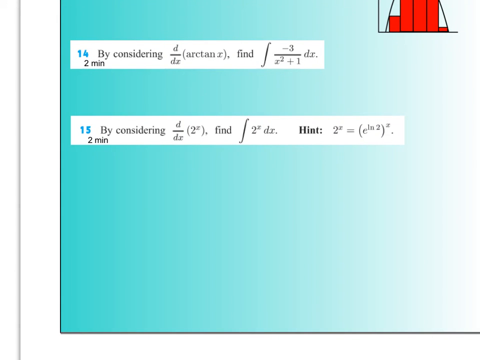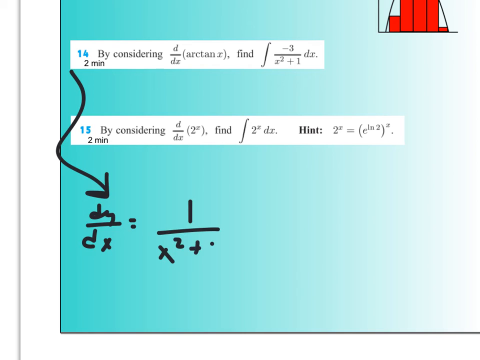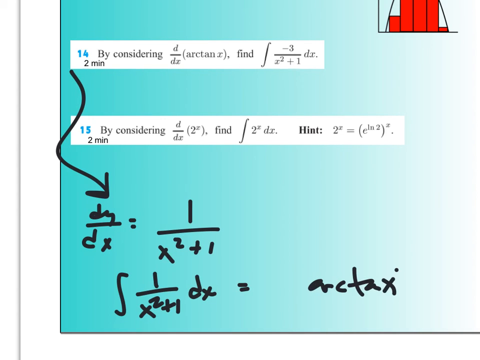Alright, let's do number 14 here. The derivative of arctangent of x, dy dx, is equal to 1 over x squared plus 1. So that tells me that the integral of 1 over x squared plus 1 dx is equal to arctangent of x plus c.